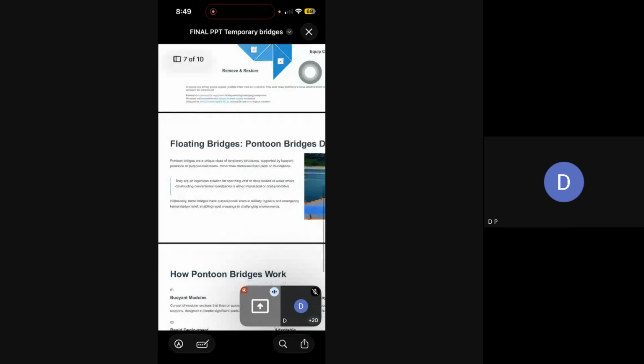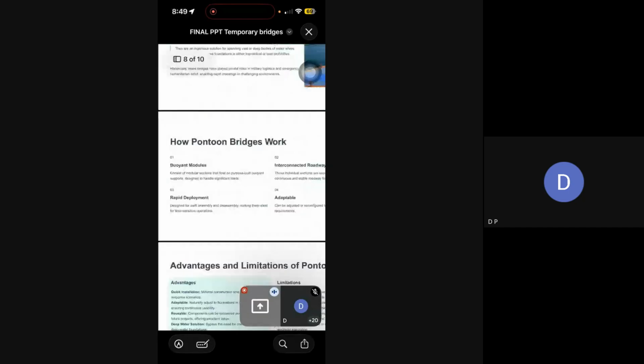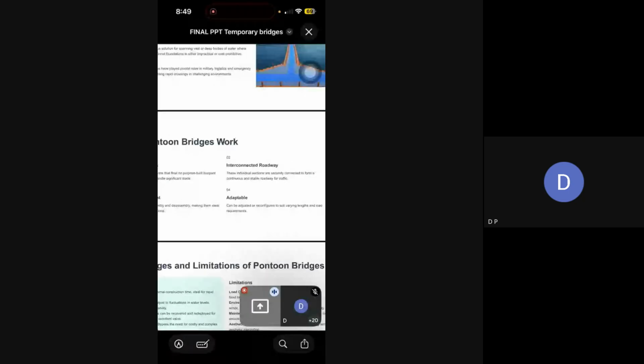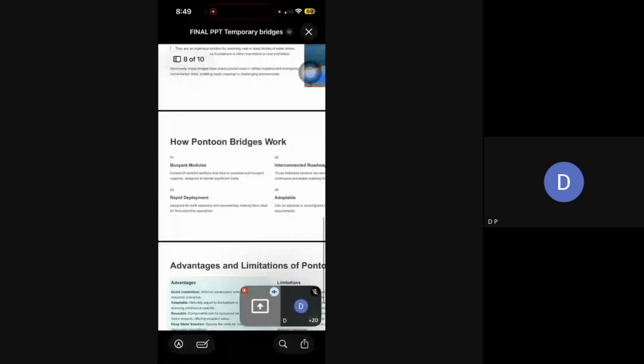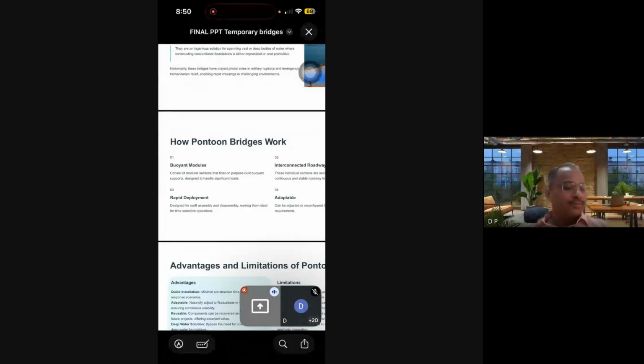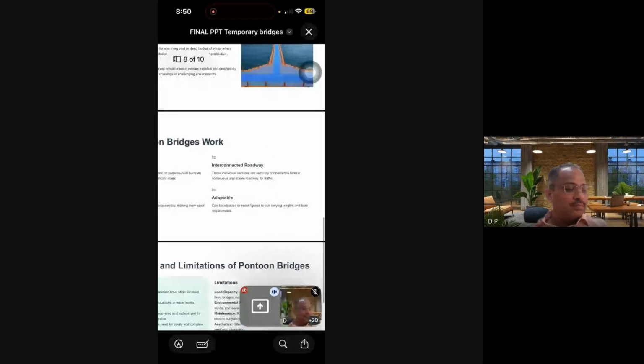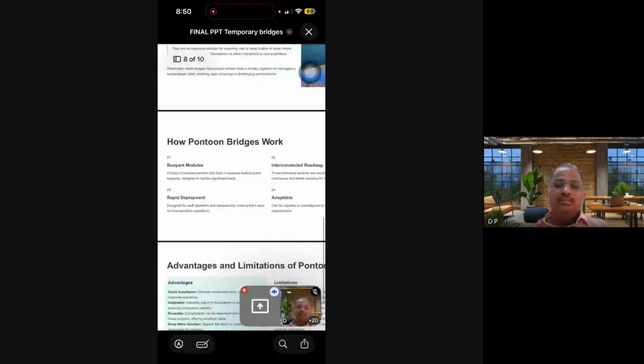How pontoon bridges work: the model consists of modular sections that float on purpose-built pontoons designed to handle significant load. Interconnected roadway: these individual sections are securely connected to form a continuous and stable roadway for traffic. Rapid deployment: designed for swift assembly and disassembly, making them ideal for time-sensitive operations. Adaptable: can be adjusted to suit varying lengths and load requirements.